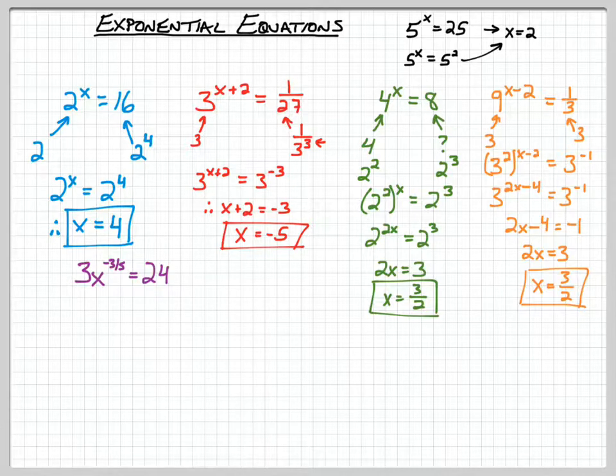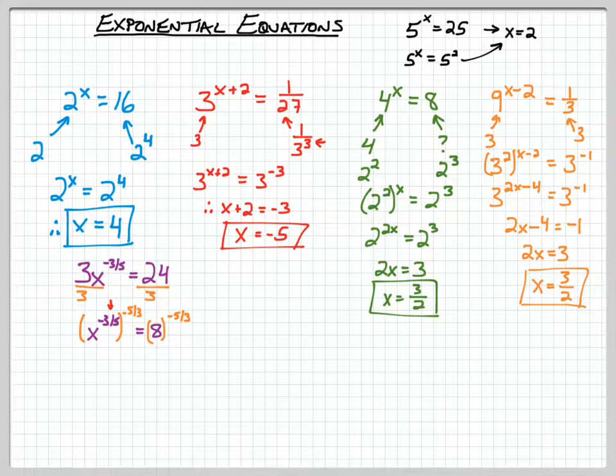So first thing we want to do is get the x by itself as much as we can. So we're going to divide by 3 on both sides and just get rid of that and have x to the negative 3/5 power equaling 8. Alright, so now when we look at this, what is it that's causing us a lot of problems? Well, that's going to be this negative 3/5 power, because how do we unwrap that from our x, right? So what we want to do is take this to the negative 5/3 power, and we're going to do that on both sides.